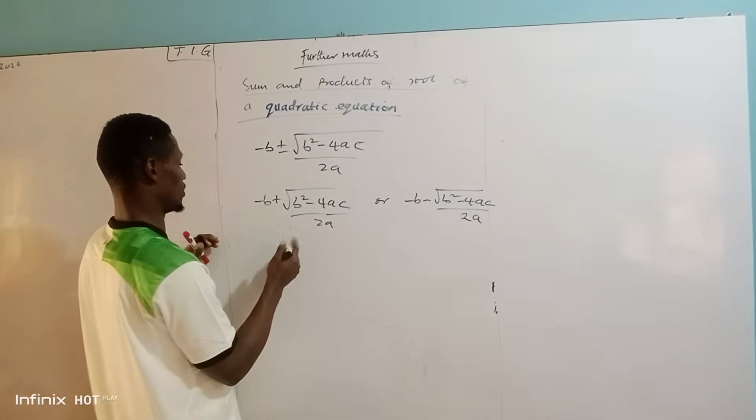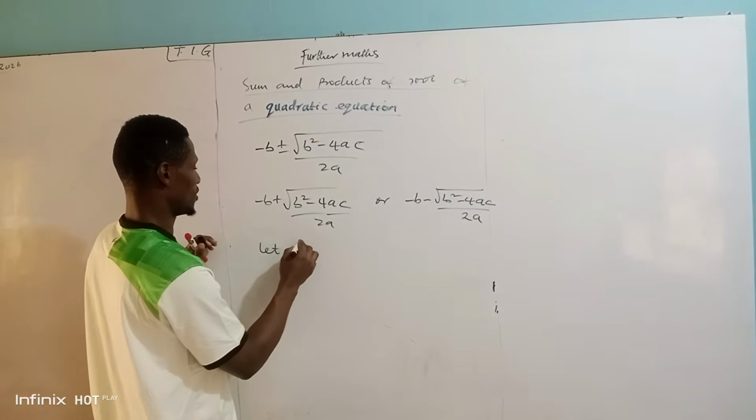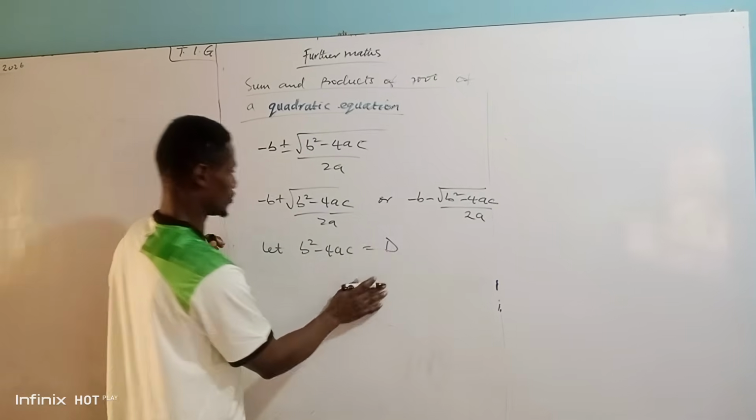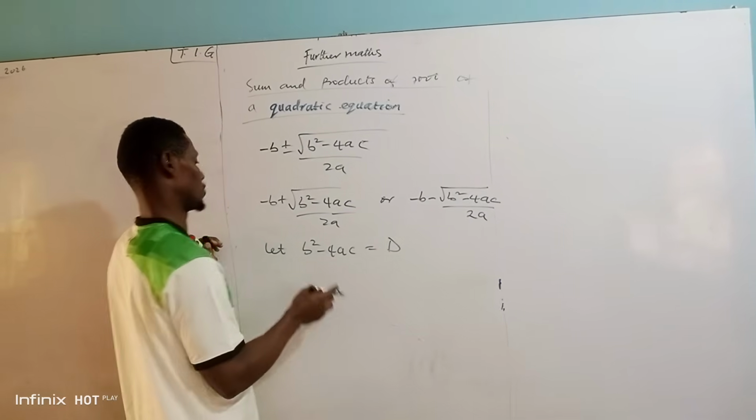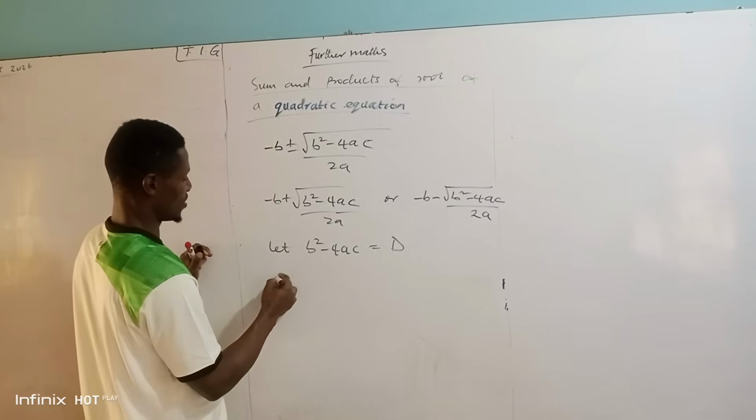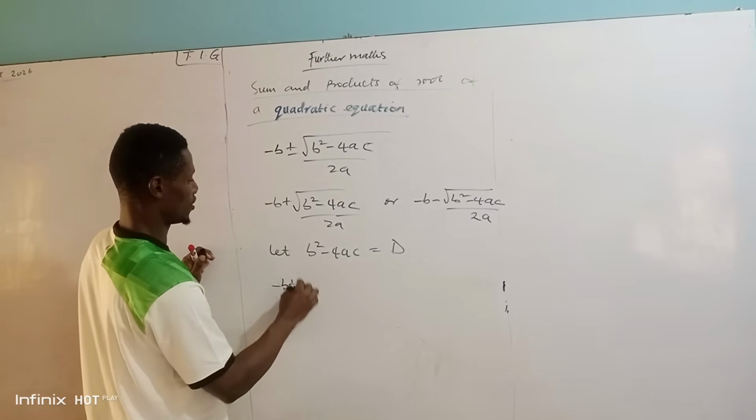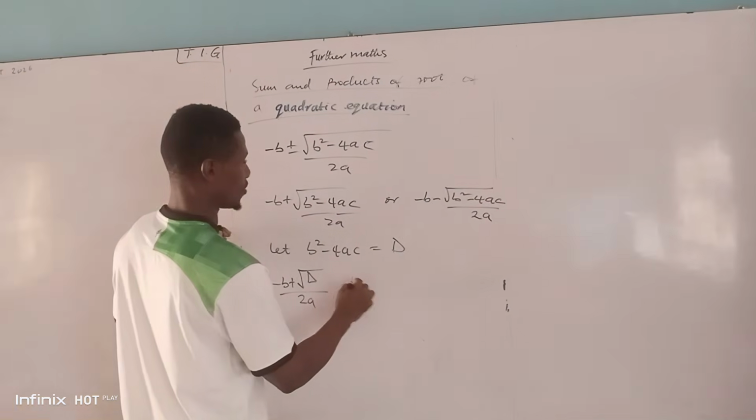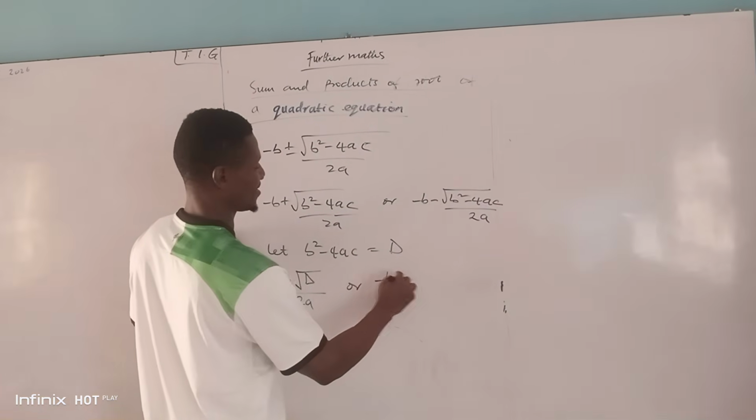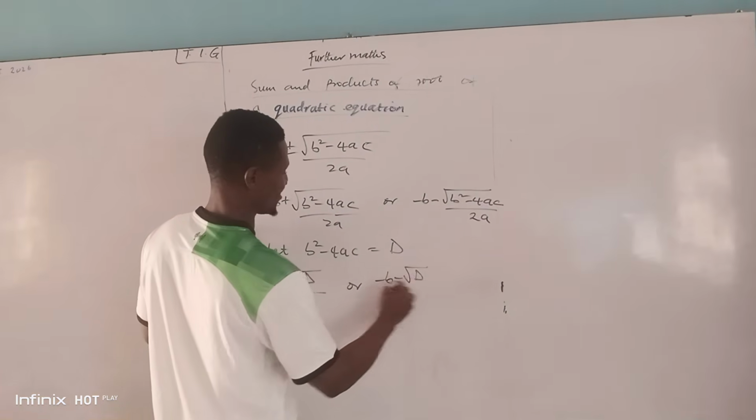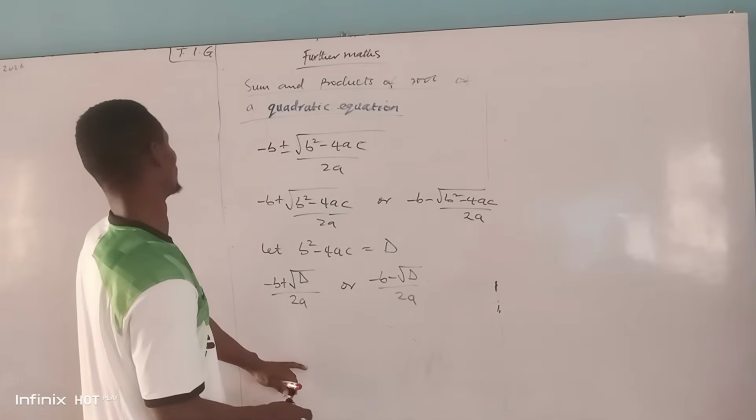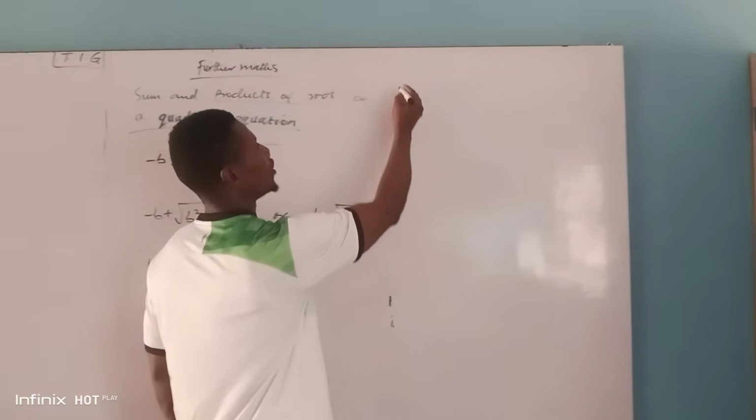Now, for us to proceed, we say let b squared minus 4ac equals d. So anywhere we see this in the equation, we substitute d for it. So we have minus b plus square root of d all over 2a, or minus b minus square root of d over 2a. So now let's go ahead to sum and product of roots.